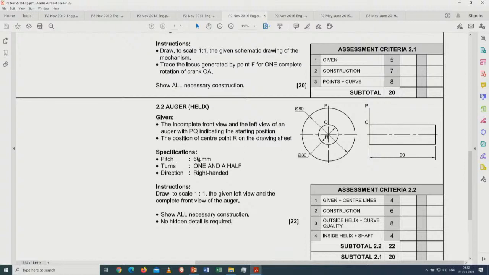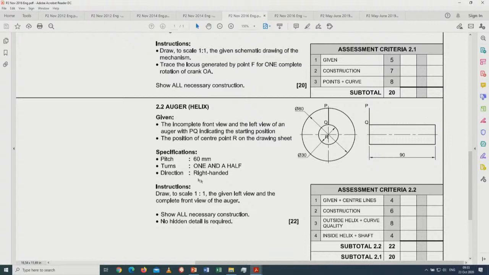Pitch is 60. So again, the examiner is giving you 90 millimeters over here. So in other words, one rotation won't start there and end up at that point. One rotation will stop more or less there. It's asking for 1.5 rotation in this distance. So the pitch is 60, so I have to measure 60, make one rotation in 60, and then I still have to do the rest of it, the extra part of it.